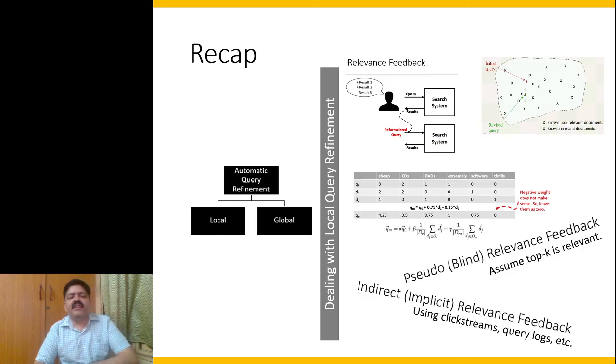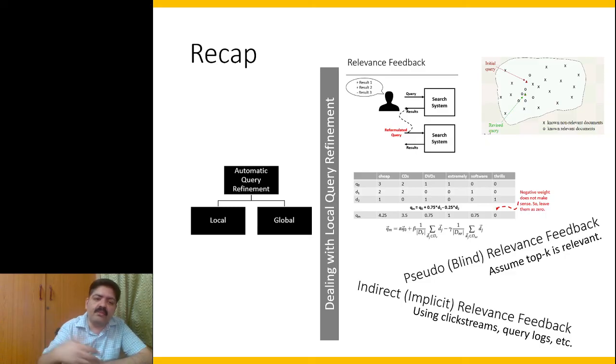So let me once again recap. We have discussed query refinement. We have discussed two kinds of query refinement, local and global. So under local query refinement, we discussed the Rocchio feedback algorithm, and we also discussed relevance feedback, and we discussed using click streams and query logs for query refinement. On the global side, we looked at spelling correction and using thesauri.